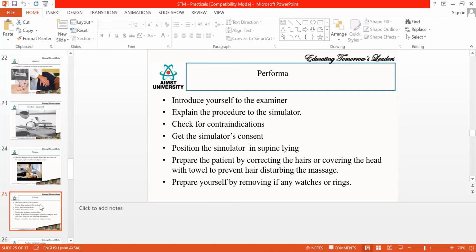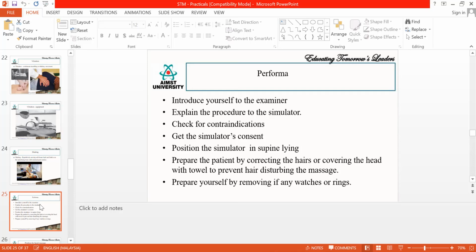Then after that, you have to check for contraindications. In case it is a facial massage, you have to ask questions related to the face. For general contraindications, you can ask about fever, renal problem, cardiac problem. So these are general contraindications, you can ask that. Then you have to ask related to the part. For example, related to the face, you have to ask in case you are going for facial massage.